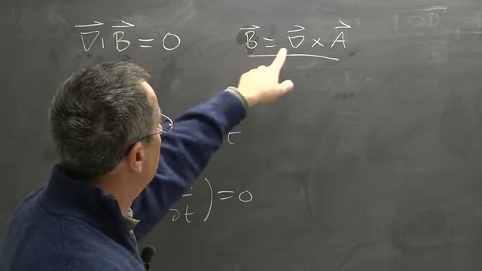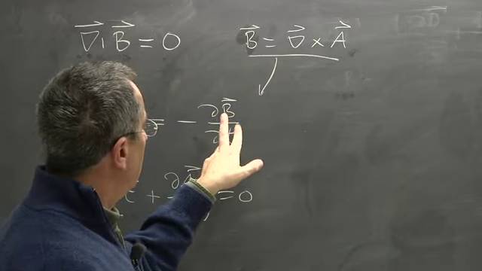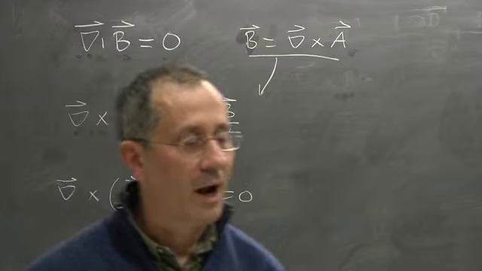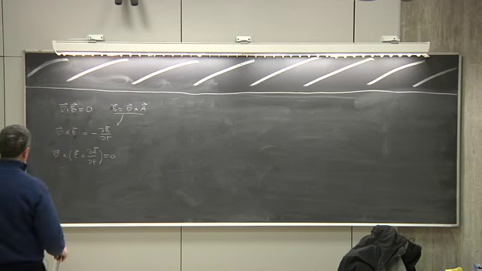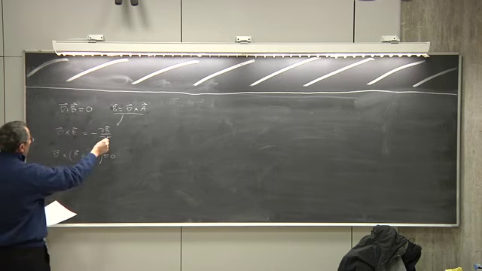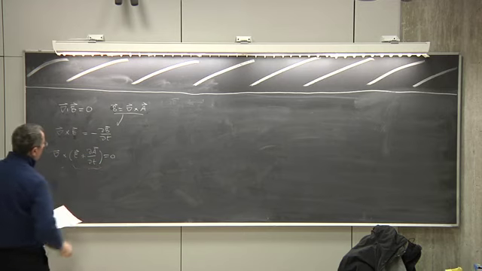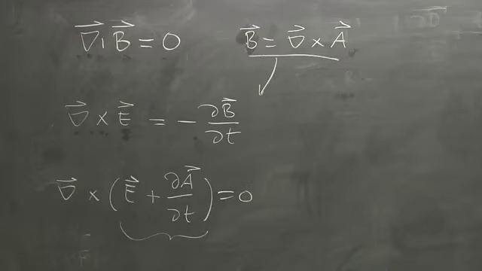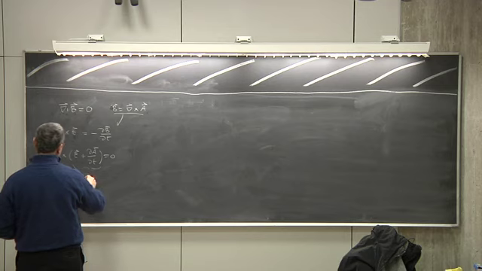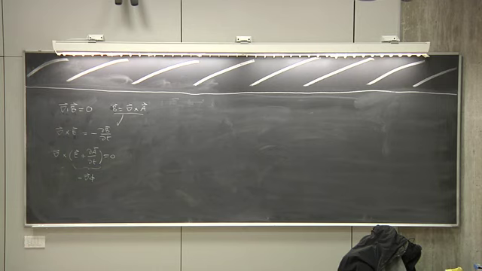Because you replace B by the curl of A, then you switch around this time derivative and the curl, hoping that there are no singularities around making that ill-defined. Therefore, it's not true any longer that the curl of E vanishes, but the curl of this combination, E plus the time derivative of the vector potential, does vanish. And therefore, this quantity is the gradient of a scalar. Let's put the minus as we did before, okay?